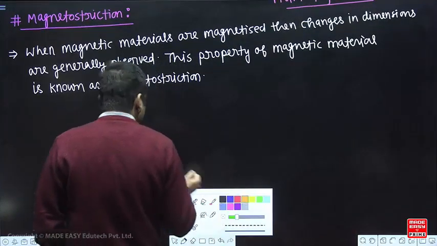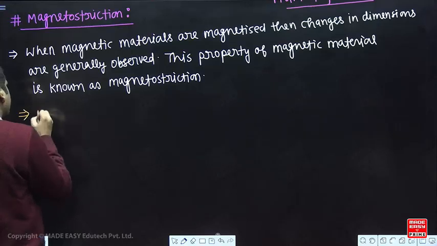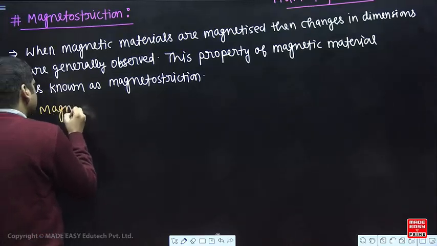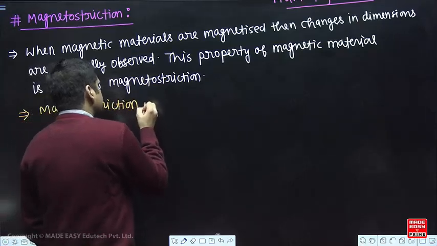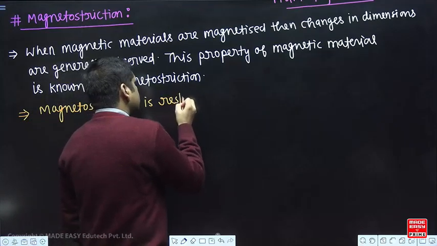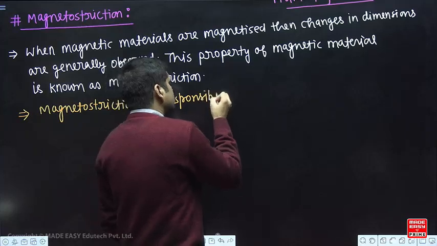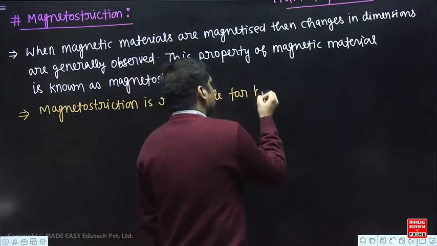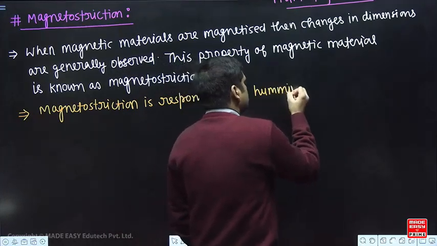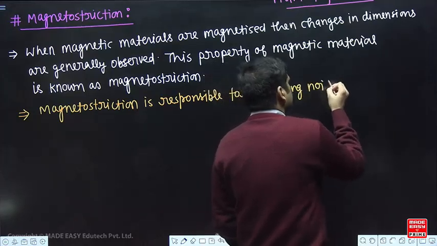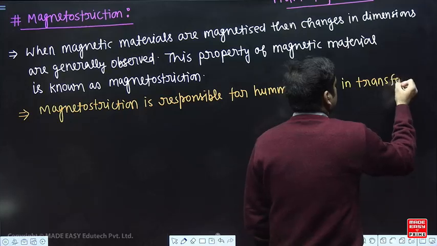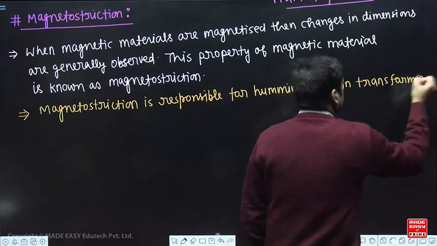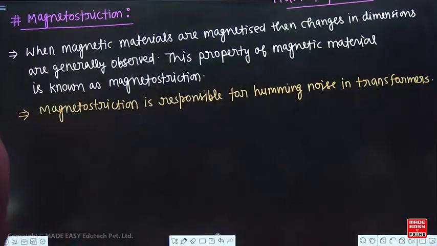Magnetostriction is responsible for humming noise in transformers. Write it down.